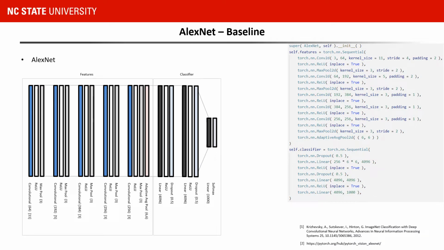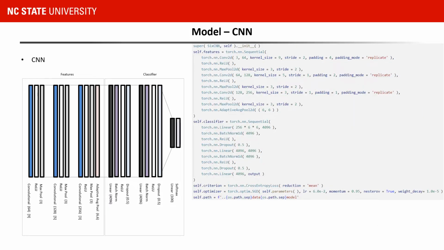AlexNet consists of feature extraction and classifier sections. Feature extraction has 5 convolutional layers, each followed by ReLU activation and max pool, and an adaptive average pool. The classifier has 3 fully connected linear layers, each hidden layer followed by ReLU activation and dropout, and the output by softmax activation.